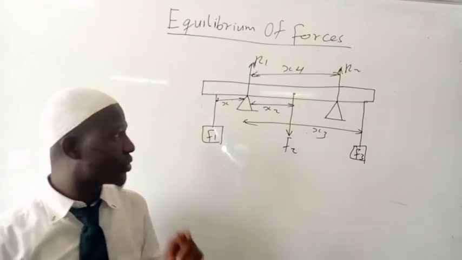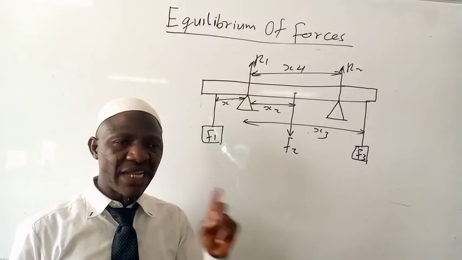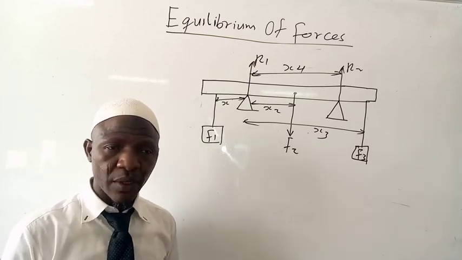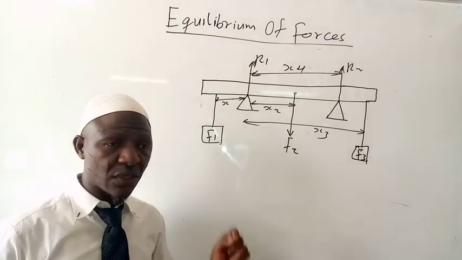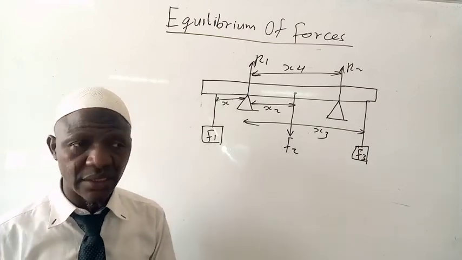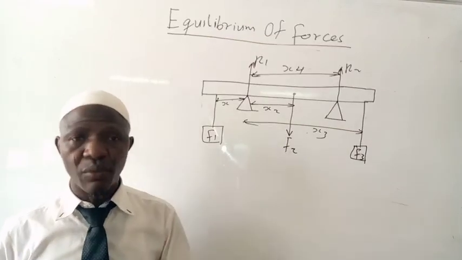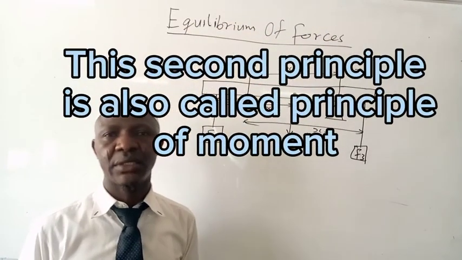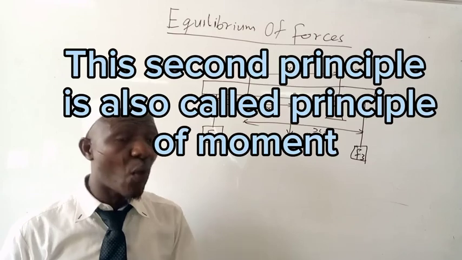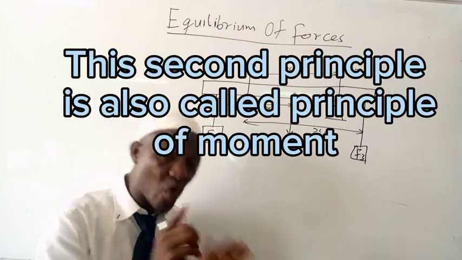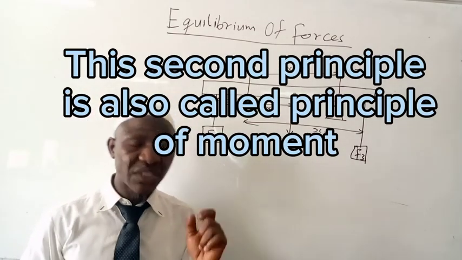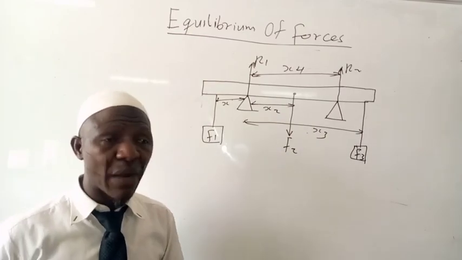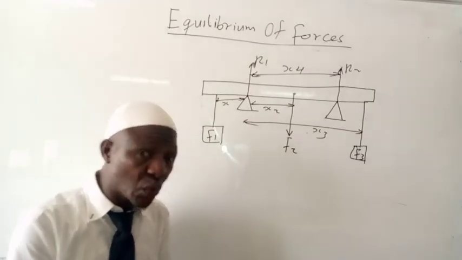I want you to take note of something under the condition for equilibrium of forces. The second one, that the algebraic sum of clockwise moments must be equal to the algebraic sum of anti-clockwise moments, is also called the principle of moment. If you are asked to state the principle of moment, you state that one only. But if you are asked to state the condition for equilibrium of forces under parallel coplanar forces, you state the 2 together.